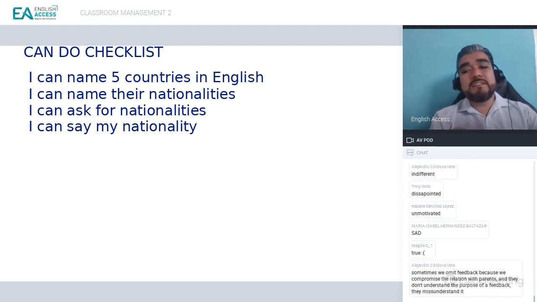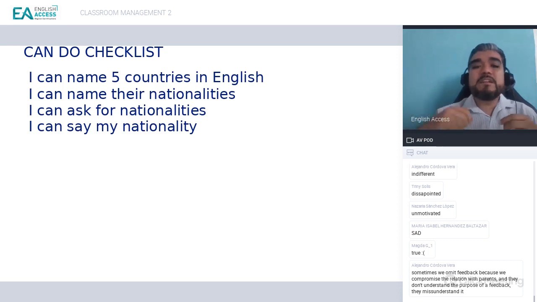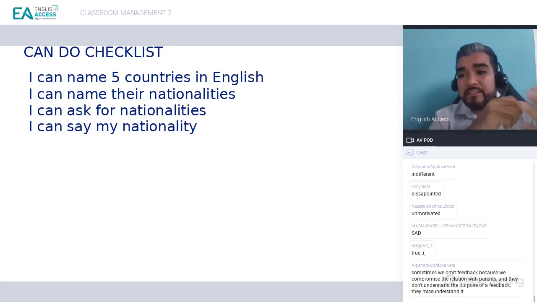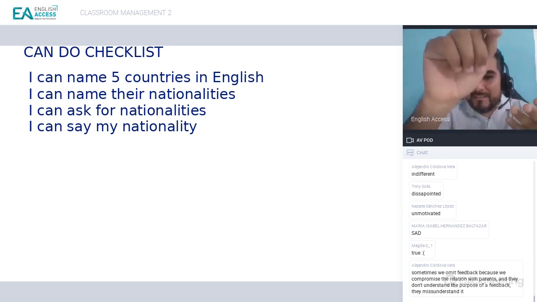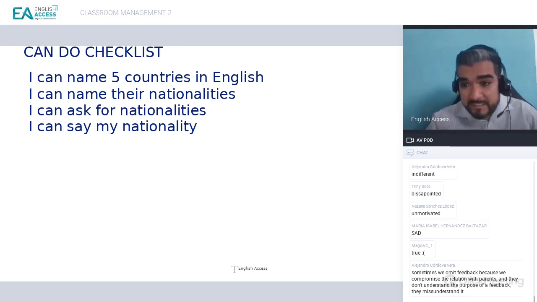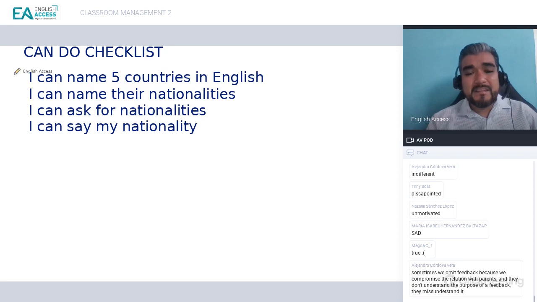Okay, I can name their nationalities. Now you tell me the nationalities. Mexican. Oh, perfect. I can ask for nationalities. Ask Fulanito for his nationality. What's your nationality? Where are you from? I'm from here. Okay, I can say my nationality. Perfect, one by one. And I used to tell them to write this in their notebooks and check it if they did it, or cross it if they didn't. Every single day, most of them had all of them checked.